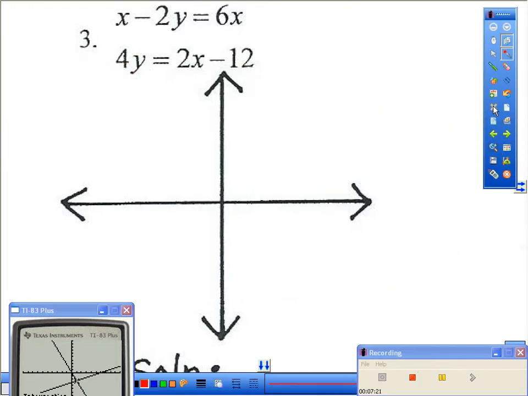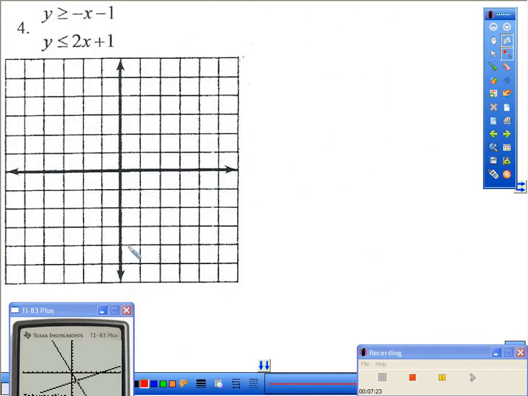Numbers 4 through 6 are a little bit different, because now instead of systems of equations, we're looking at systems of inequalities. And the only thing that's going to be a little bit different about this is the way that our solution is going to look. Our solution for systems of equations was a single ordered pair where the lines intersected. Our solution for systems of inequalities is going to be the shaded region, the intersection of the shaded regions of these two inequalities. So we need to graph these two lines just like we would if they were equations, starting with the y-intercept of negative 1.